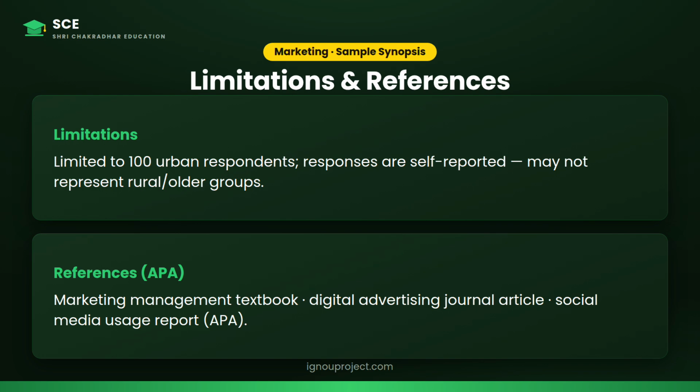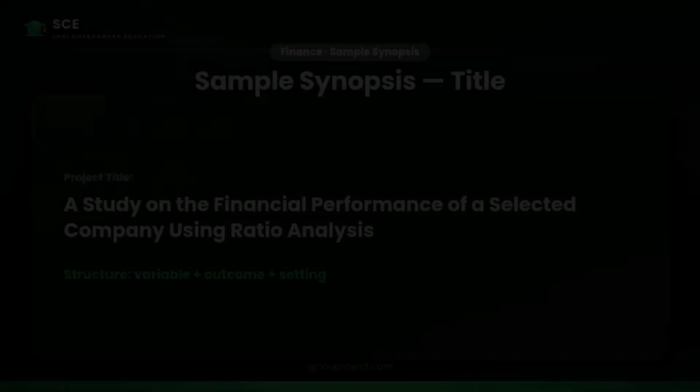And finally, the references. Include 3 to 5 sources in APA format. For example, a marketing management textbook, a journal article on digital advertising, and a recent report on social media usage in India. That completes a full marketing synopsis. Replace the platform, product, or city with your own focus, and it becomes your approval-ready marketing synopsis. Next, we move to a finance sample.